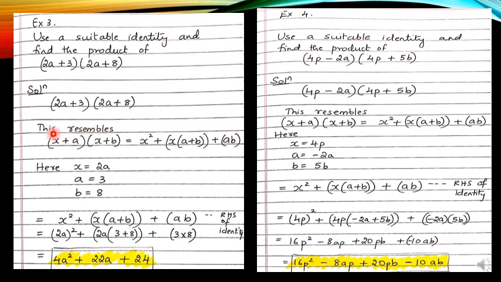You will use this identity when you are asked to multiply two binomials in which both the binomials should have the same first term. The first term should have the sign also the same. In that case only you will use this identity. Now this resembles the (x plus a) into (x plus b) identity. Now identify the values of x, a and b. In the question, in the place of x we have 2a, in the place of a we have 3 and in the place of b we have 8. So x is equal to 2a, a is equal to 3 and b is equal to 8.